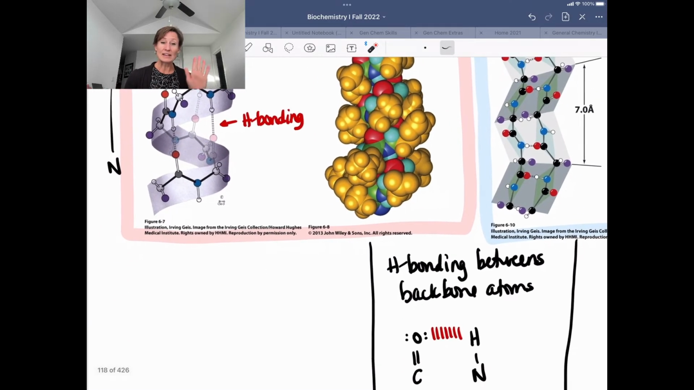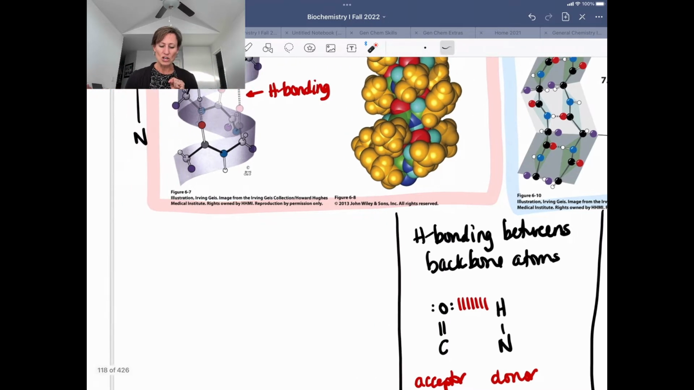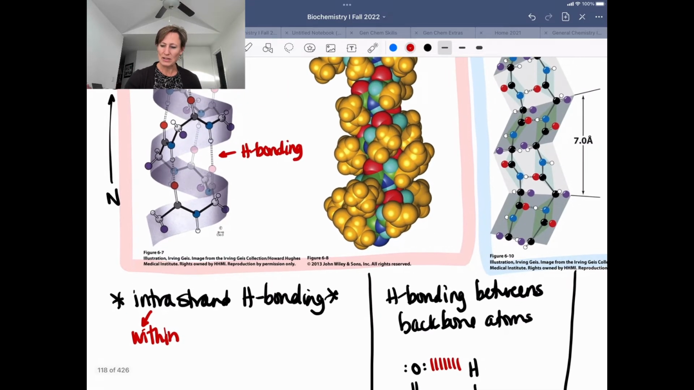Here are some important things. A common feature between both alpha helices and beta strands that interact to form beta sheets is that we have hydrogen bonding between the backbone atoms. Here's how the hydrogen bonding differs from alpha helices. The hydrogen bonding in alpha helices is intrastrand, meaning that it is within that strand. We can see that up here. This hydrogen bonding occurs within this strand.